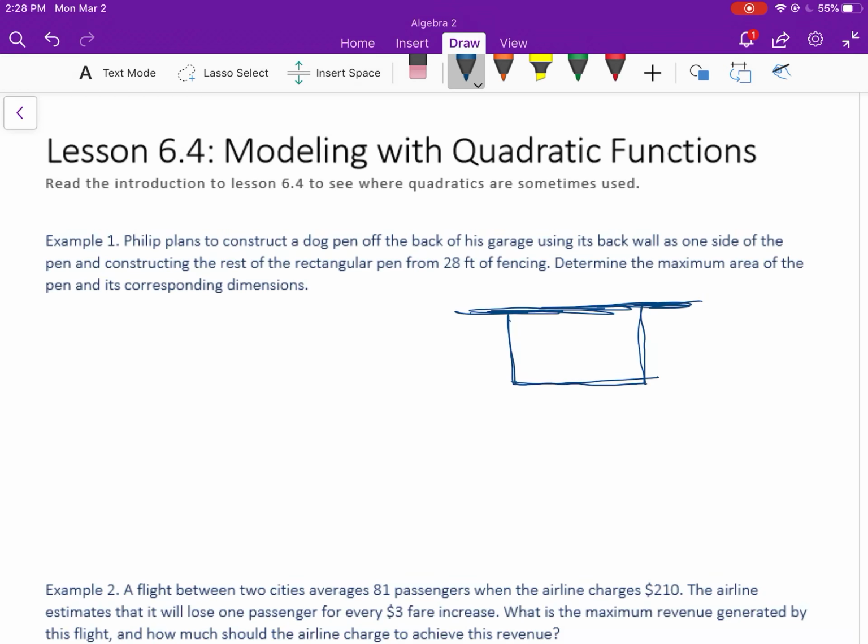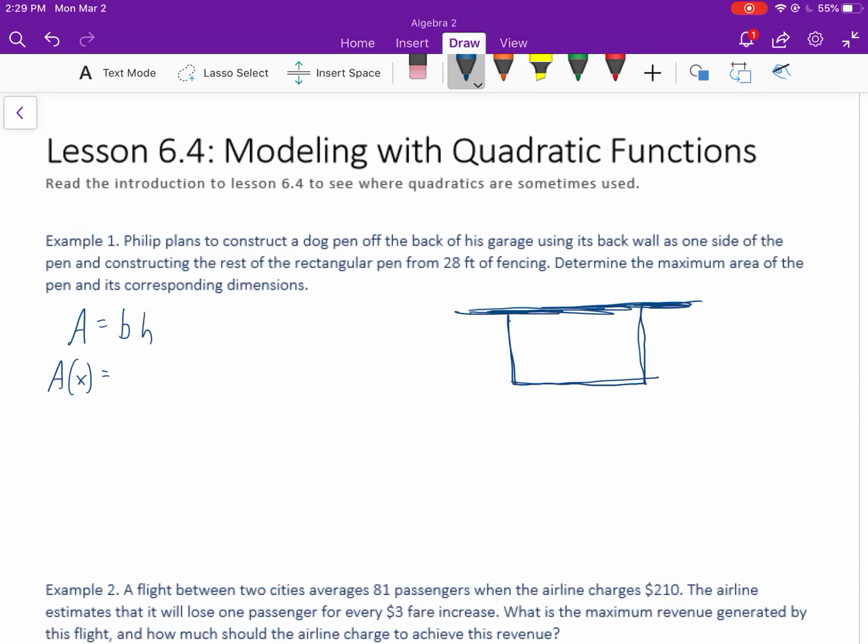Well, we want to maximize the area. It's good to look at what we're maximizing. So what is the area of a rectangular enclosure or a rectangle? We know that's base times height. And so we put it in function form, area in terms of x, which we'll have to figure out what x is.